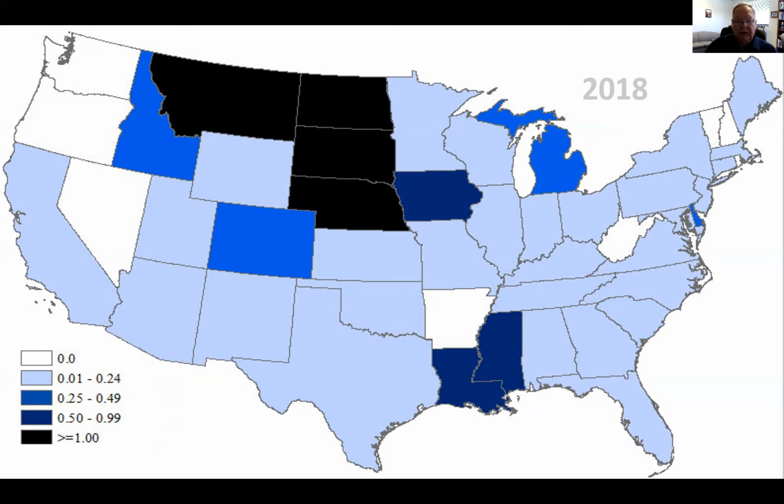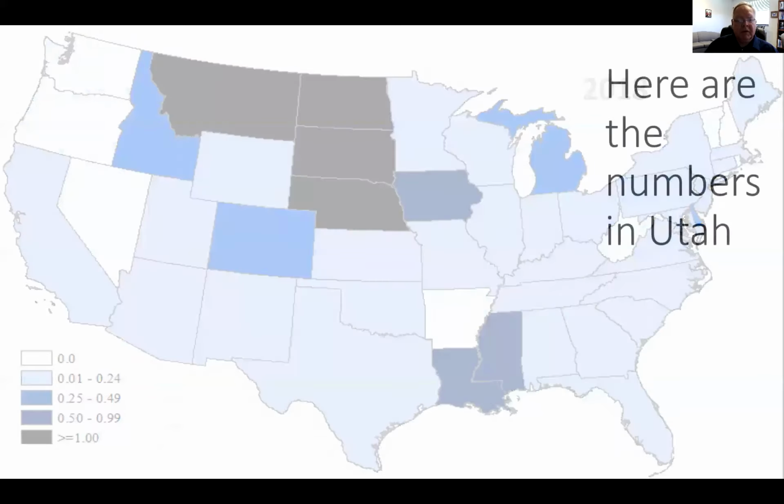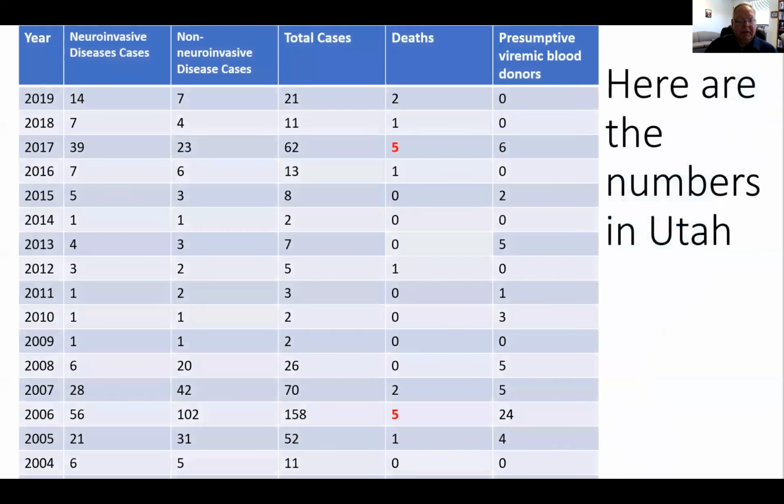And as you can see, it really does cover the entire United States. It changes from year to year, but every state is somewhat affected by it some period of time. And here are the numbers in Utah. As you can see, our biggest numbers of total cases were in 2006, and we've had a decline with an increase in 2017. I'd like you to notice the death number in 2006 was 5 in the state, but it's also 5 in 2017, three years ago. We had a very large number of deaths associated with that and a very large number of total cases.